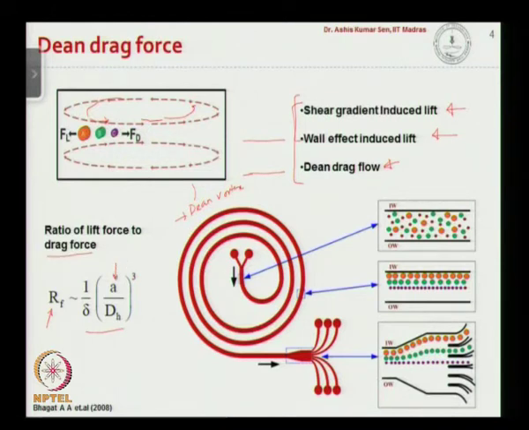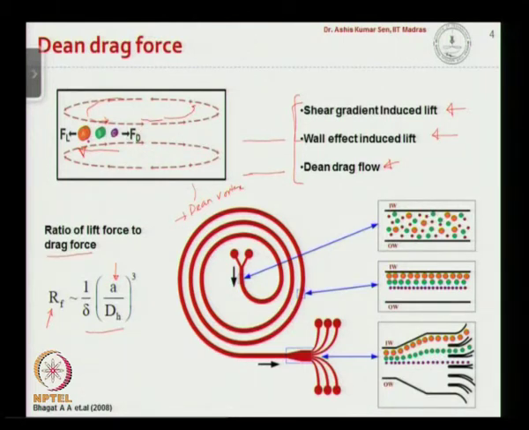So a is the size of the particle, the radius of the particle, and you can see that the ratio is a function of the third power of the particle size. So based on this mechanism, particles of different size will be subjected to different ratios of lift force and drag force. As a result they will be separated in a direction from the center to the wall of the channel.